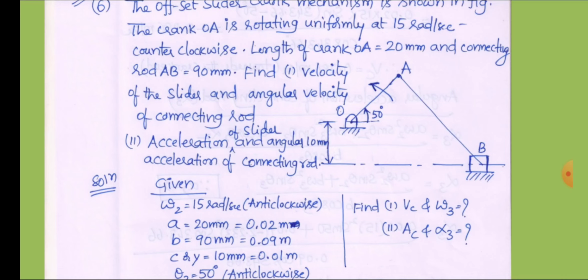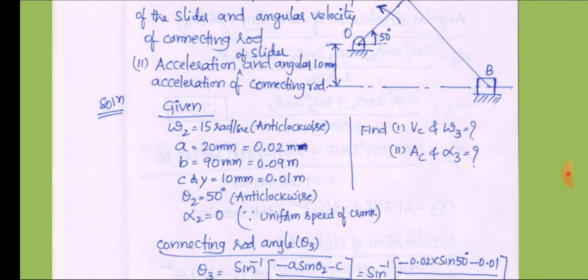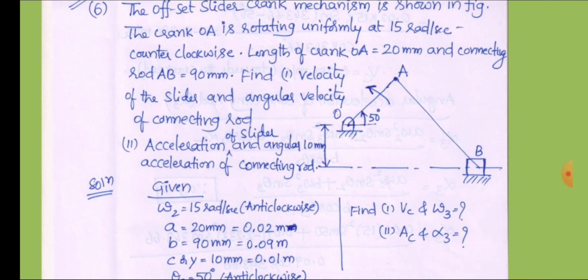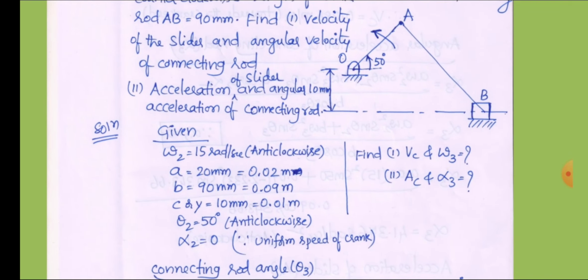Next, length of crank OA. According to our sign notations, it is small a, which is equal to 20 mm, which in turn is 0.02 meters. You have to divide by 1000. 20 by 1000 is 0.02. Next, connecting rod AB is equal to 90 mm. According to our notation, small b, which is equal to 90 mm. 90 by 1000 is 0.09 meters. Now from the figure, I can write small c, or small y, that is eccentricity, is equal to 10 mm. That is 10 by 1000 again, 0.01 meters.